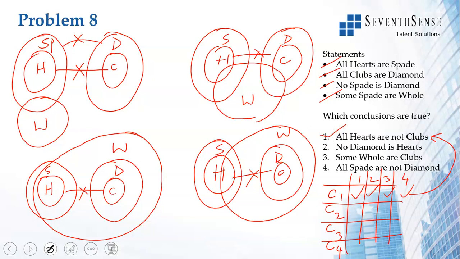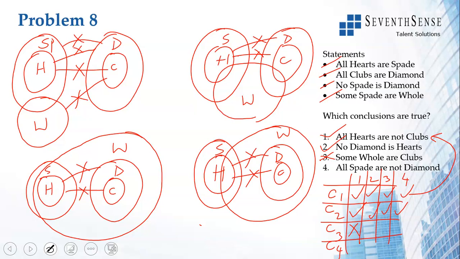No diamond is a heart. There's no overlap between diamond and heart in any of the drawings. So in each of these it is true. No diamond is a heart is true in all the 4 drawings. Some holes are clubs. Some holes in this are not clubs, so there itself it is false. In the first diagram itself it is false, so I don't look further. So conclusion 3 is false.